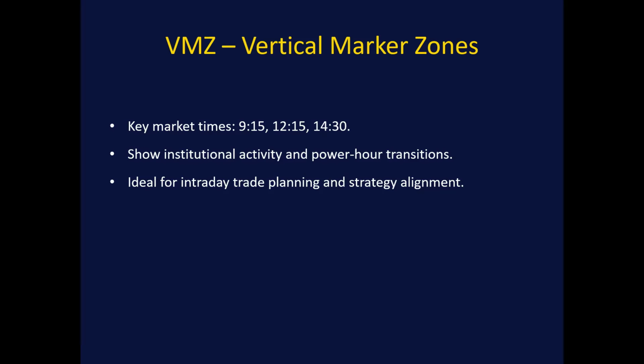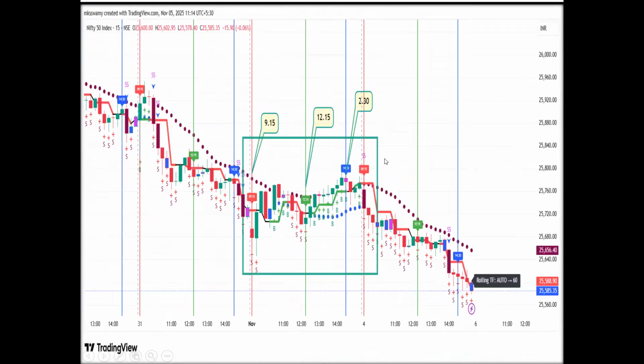You can make your intraday trade planning, and you can make a strategy and align it. You can do that. Here in this chart, the vertical bars I have enabled on the rolling pivot magic. You can see a red color one is 9:15. It is labeled, and 12:15 for the green one, and the blue color is 2:30.